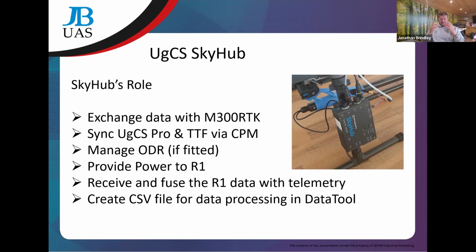The R1 is the first system, if you like, where we are taking the data into SkyHub and we are fusing it in SkyHub. So that's where it differs for the first time. So we're taking telemetry from the drone, we're taking data from the R1, and we're fusing it within SkyHub and creating a CSV file, which is then uploaded into the data tool, which is free software from SENSYS, which just makes the processing really easy.